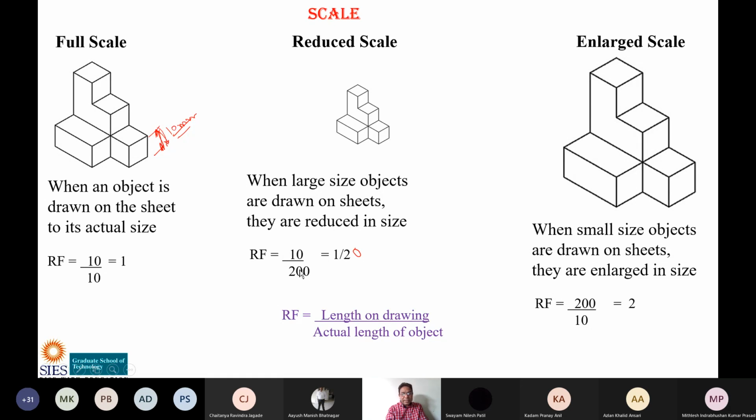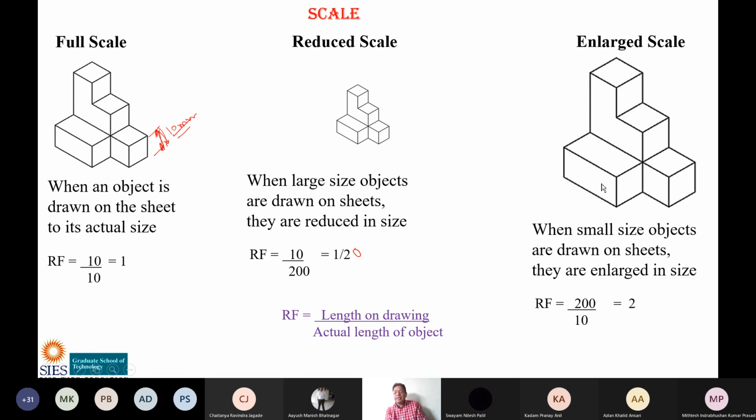So this is actual size. This is actual size 200, and we are drawing it to the small size 10. So this way we have reduced the size. So actual size is, I think I told you correct only, no? Yeah. The bridge example was given, right?